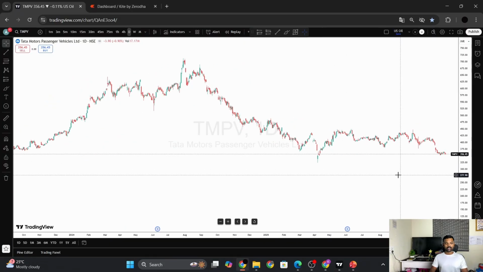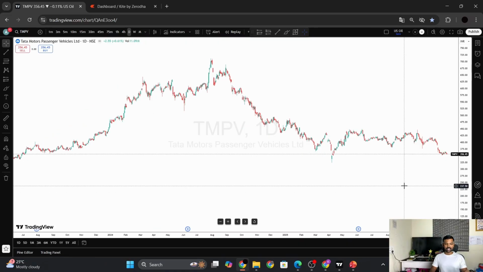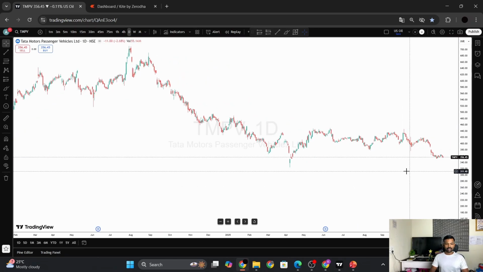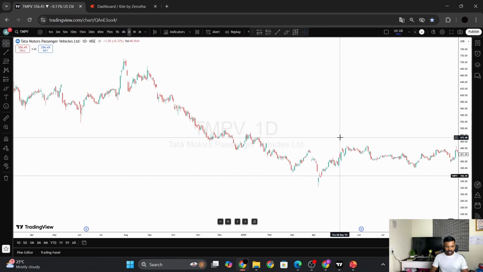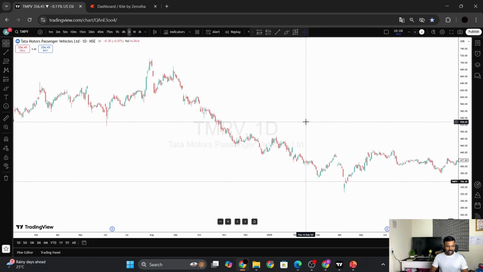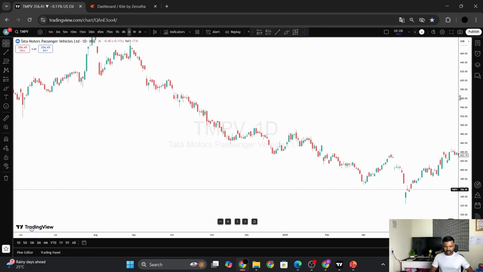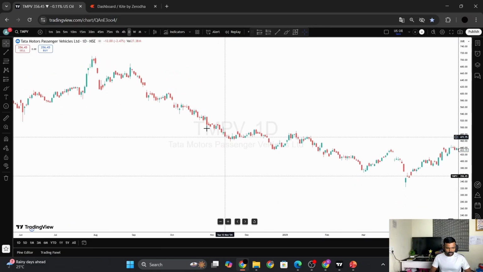If you missed my previous video on how to download this application, just check that video and download the application, then it will be easy for you to understand candlesticks. Once you have downloaded it, click on any stock and you will find this. These are the candlesticks. You can see there are two types of candles, two colors: one is red, one is green.